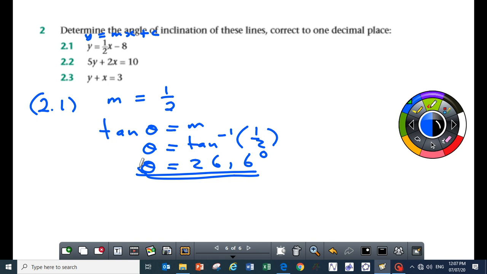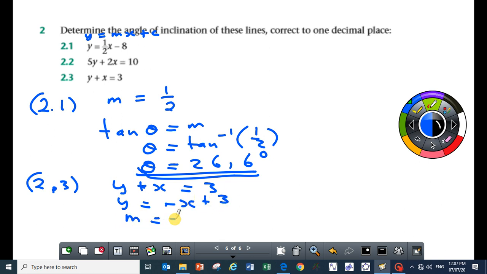Then let's do 2.3. Now 2.3, the equation is written as y plus x equal to 3. It's not written in the form y equal to mx plus c, so I need to rewrite it first. So y plus x is equal to 3 gives y equal to minus x plus 3. Therefore, m is going to be negative 1. The gradient is negative 1.